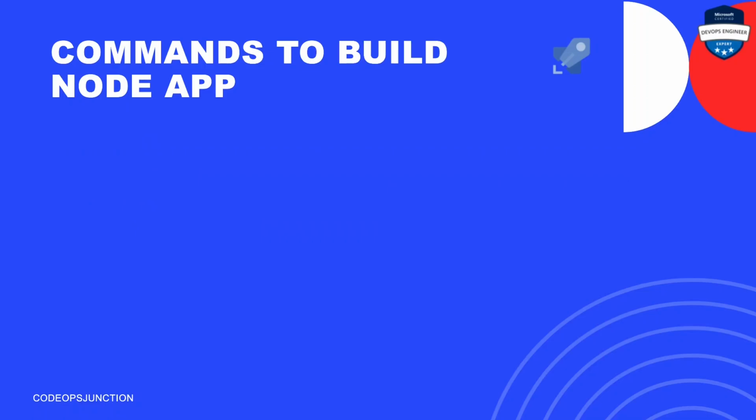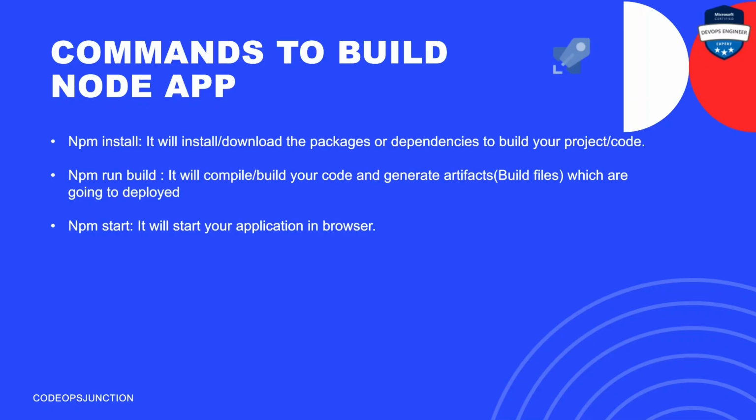Now we will see the commands to build a Node application or Node-based application. The first one is npm install. It will install or download the packages or dependencies to build your project or code. The second one is npm run build. It will compile and build your code and generate artifacts, that is build files, which are going to be deployed. And the last one is npm start. It will start your application inside a browser. These three commands are used to build any Node-based application. You have to use them in this sequence only: npm install, then npm run build, and then last npm start.